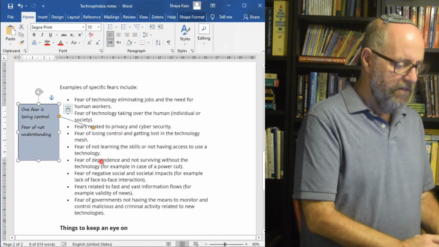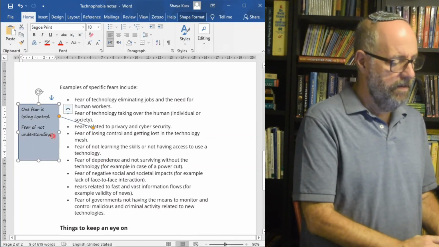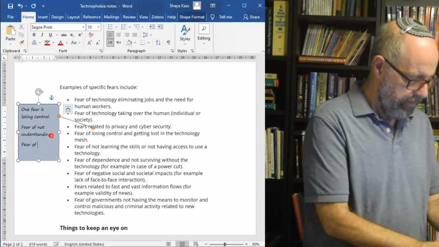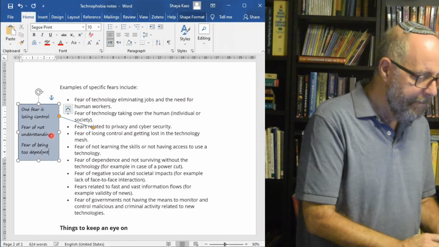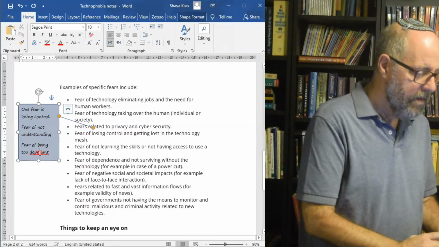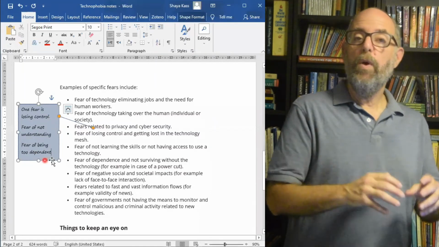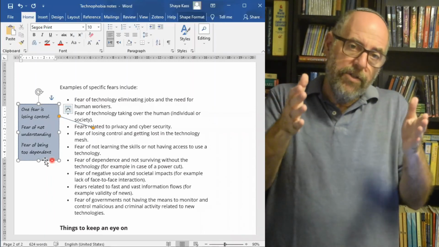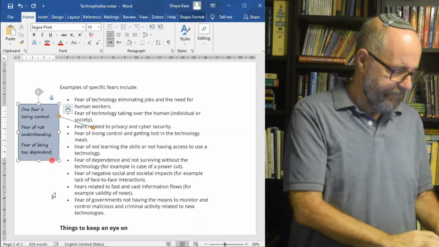And I wonder here about being too dependent on technology. So here we've taken a list and we've put it together into certain categories of fears that people have.